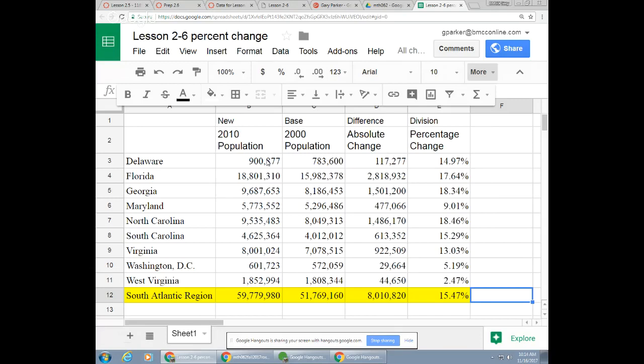And then I'm going to group you all up. Some of you are going to work on the South Atlantic states, some of you are going to work on the mountain states.